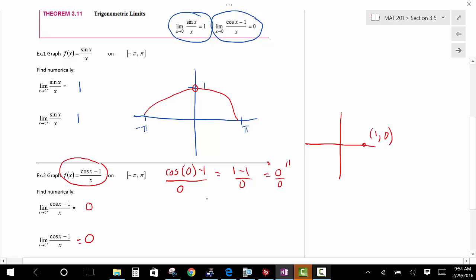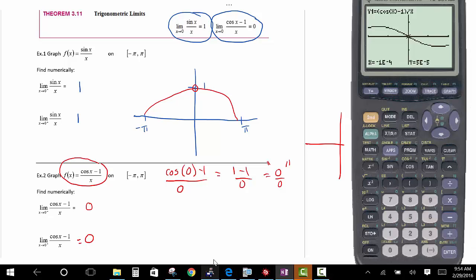Okay? Right, when you entered into your calculator for the y value, did you just do cosine of x over x or cosine of x minus 1? Like this, okay? Because we're looking at cosine x minus 1 all over x, and you've got to have that numerator in parentheses or it won't evaluate that correctly.